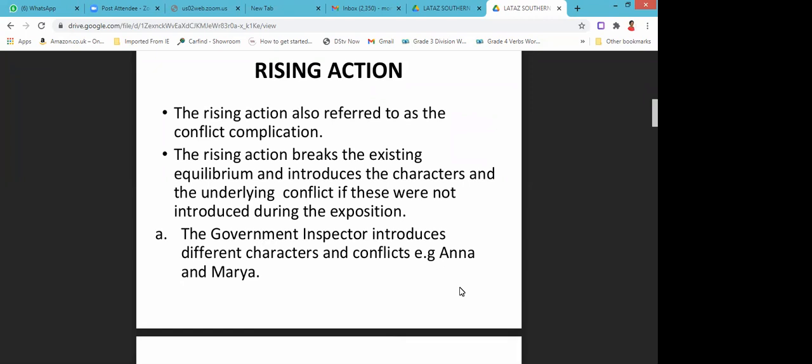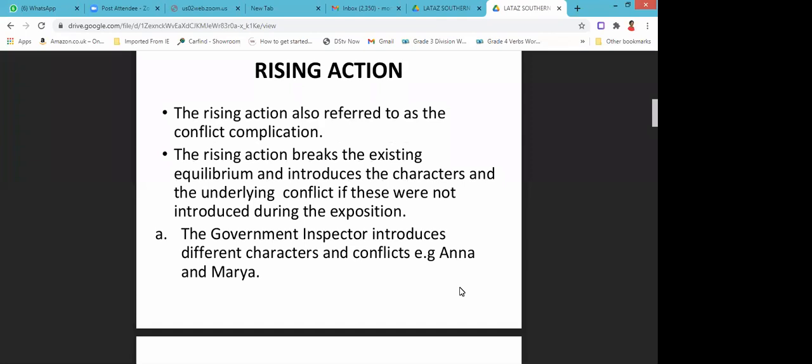From the exposition, we have the rising action. In the rising action, we look at the existing equilibrium before the conflict. And then a conflict is introduced, or more than one is introduced, breaking that stability of the story in the beginning. So characters are introduced, more characters are introduced, and more conflicts are introduced. If the main conflict of the story is not given in the exposition, the author may have wanted to leave it a bit, take a bit of time, and introduce it somewhere in the rising action.